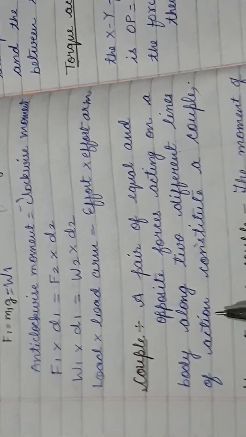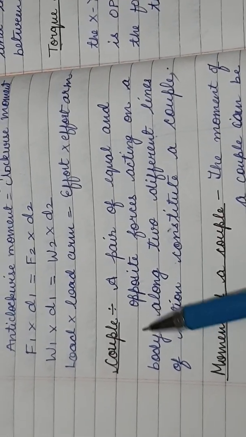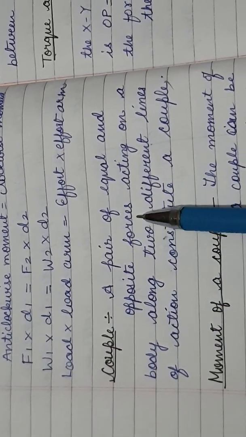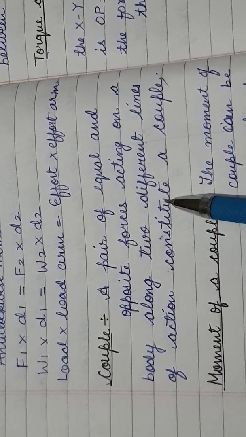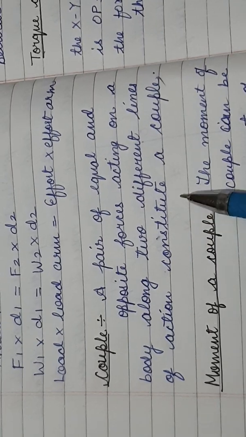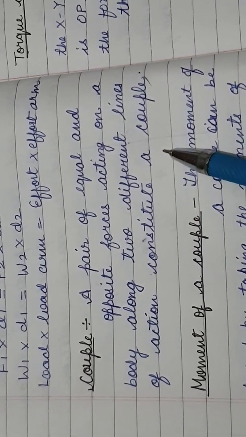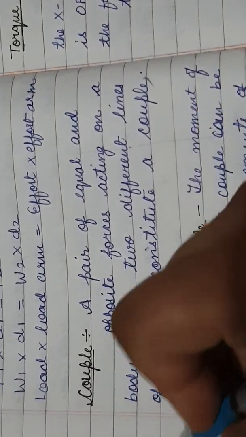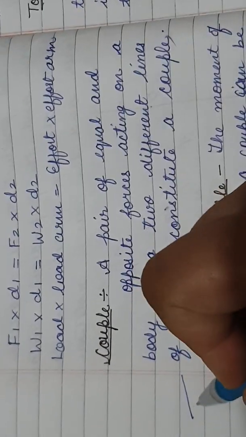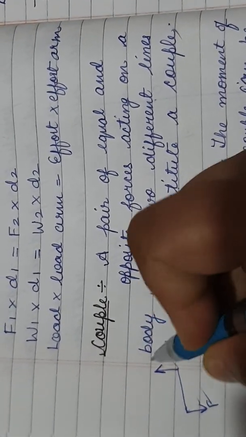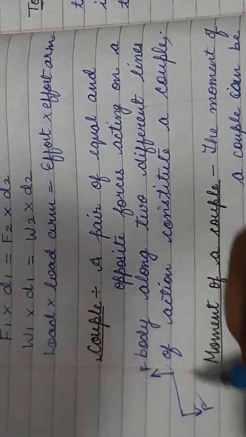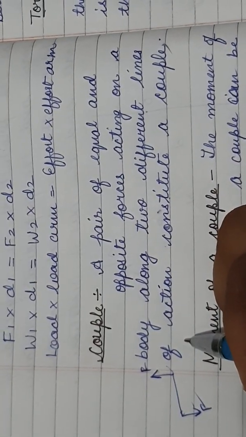Now the next topic is couple. A pair of equal and opposite forces acting on a body along two different lines of action will constitute a couple. So if we have a body and two equal and opposite forces are acting on it, these two are equal and opposite forces at two different lines of action, so it is called a couple. Now the next is the moment of a couple.